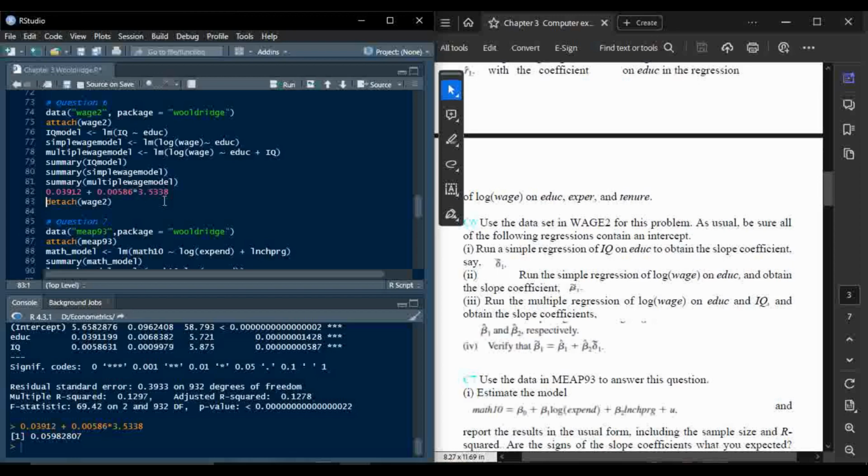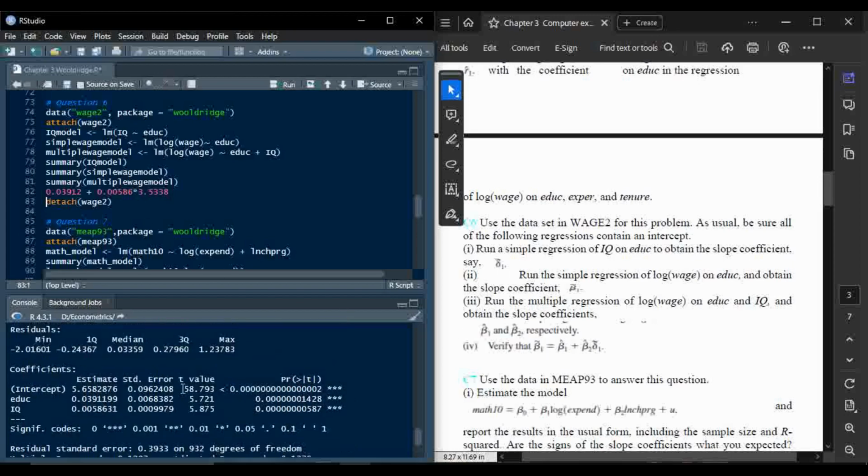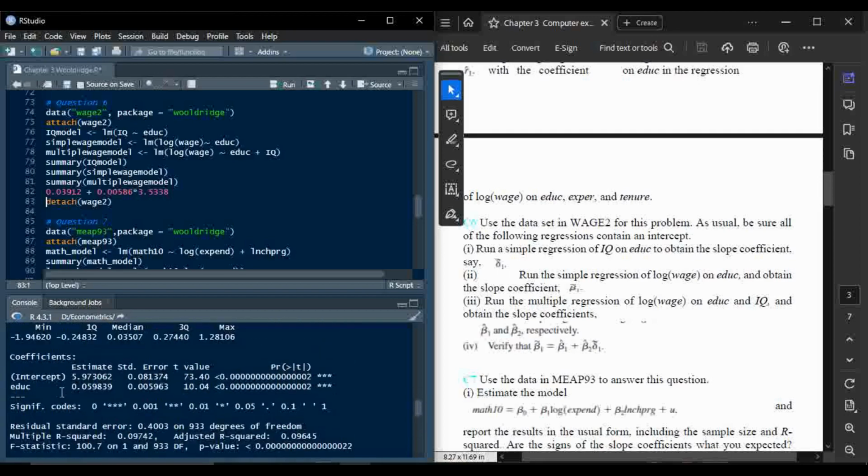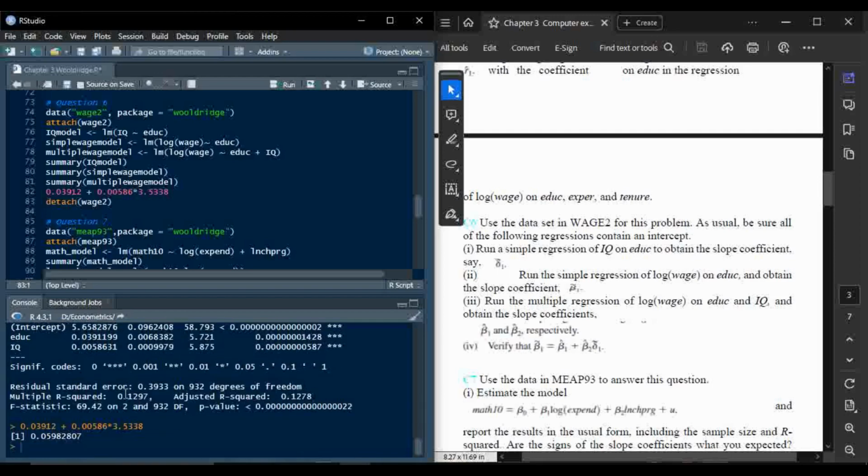And now let's look at beta 1 tilde, that is summary of the simple wage model. Here, the coefficient of education is our beta 1 tilde. So here it is 0.0598 and here it is 0.0598. Okay, so we have verified this relationship, and any small difference is due to rounding error. Okay, so now we are done with this question. Let's detach this dataset. Press Ctrl plus Enter.